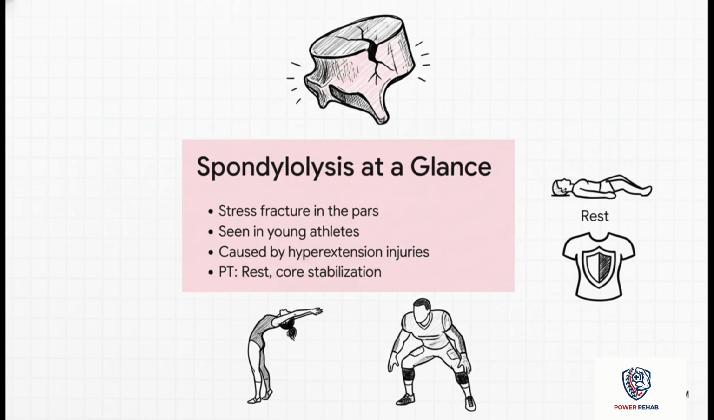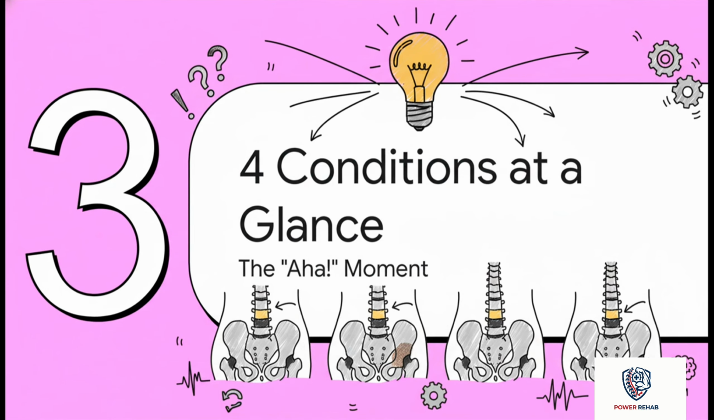And who gets this? Well, we see it a ton in young athletes, people like gymnasts, dancers, football linemen, who do a lot of repetitive arching of their back. So the game plan for treatment is totally different. It often starts with rest to let that bone heal, then moves to serious core stabilization to protect that injured area from future stress.